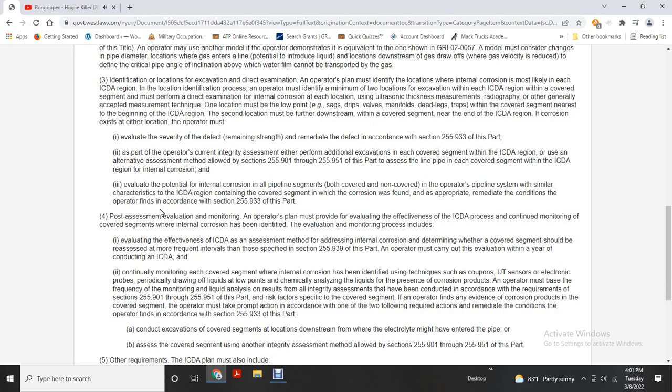Evaluate the severity of the defect, including the remaining strength of the pipe, and remediate the defect in accordance with section 192.933 as part of the operator's current integrity assessment. Two: perform an additional excavation in each covered segment of the internal corrosion direct assessment region, using an alternative assessment method allowed in sections 192.901 to 192.951 to assess line pipe within each covered segment in the internal corrosion direct assessment region for internal corrosion.